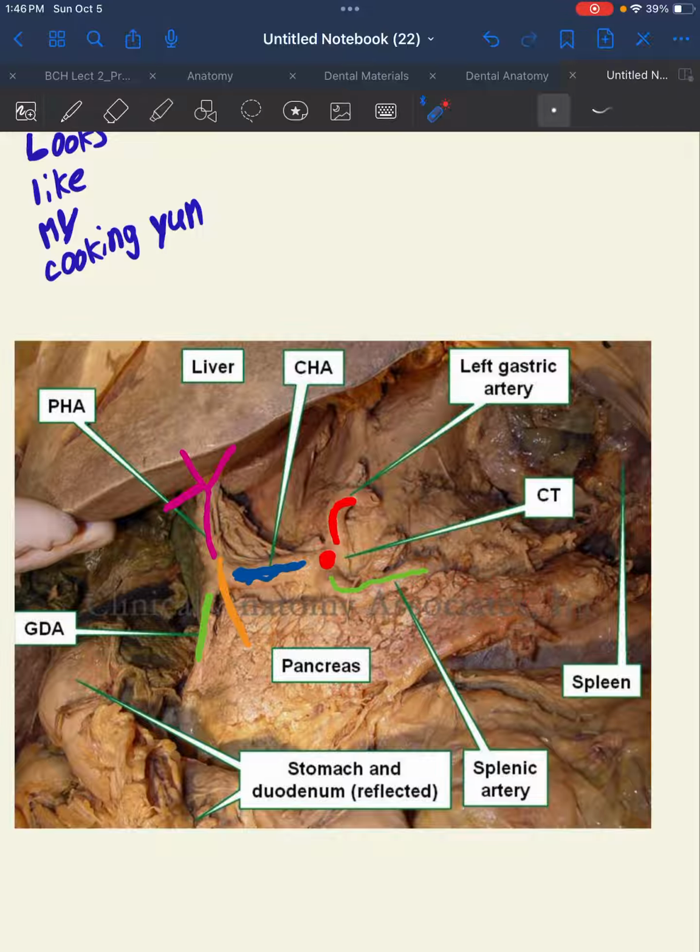It's going to have a couple of different sections we'll talk about here shortly. But here you can see the tail. The tail is going to go towards the actual spleen, and then the head of the pancreas and the neck of the pancreas and the body of the pancreas are going to be more towards the duodenum.